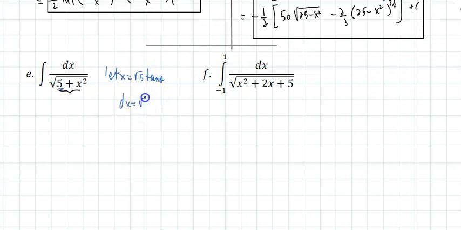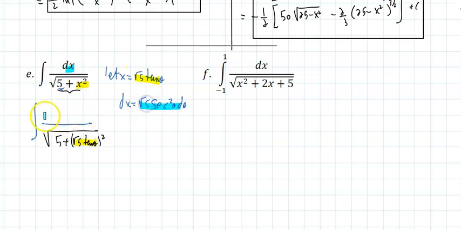Dx will be radical 5 secant squared of theta d theta. I don't like that secant. So this becomes the integral of, my u is right there. That is the square root of 5 plus radical 5 tan of theta squared. Again, there's my u. And dx is this whole mess.